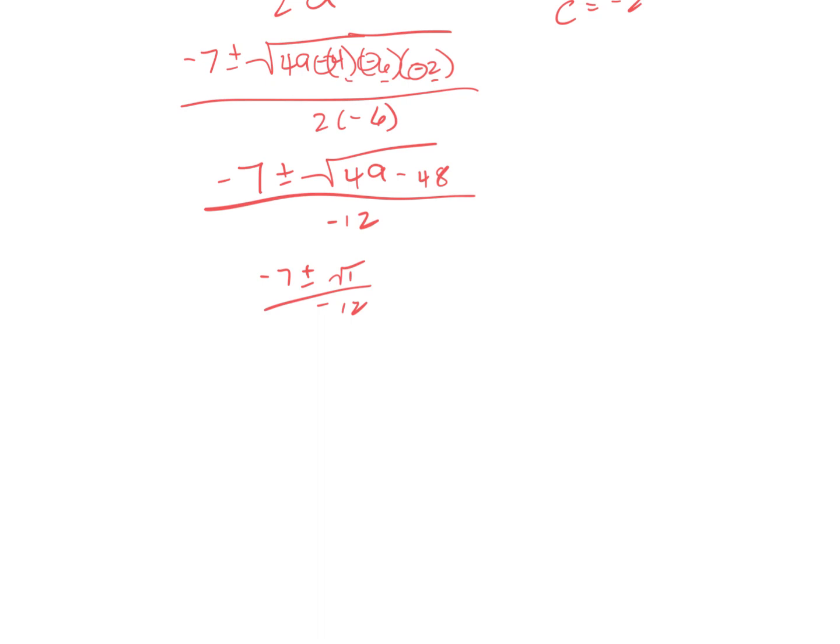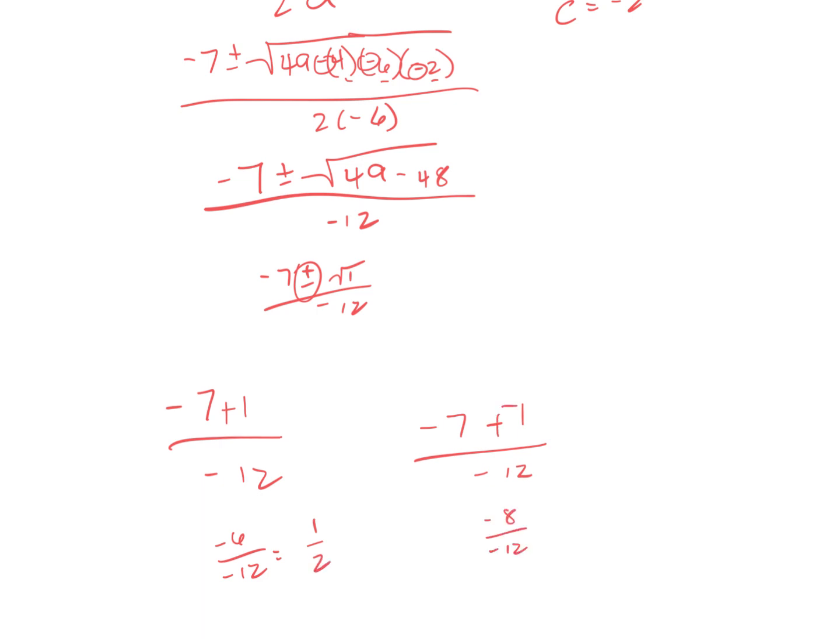Just a coincidence. Okay, so now I'm going to break them apart. -7 plus 1, all of that over -12, and -7 minus 1, all of that over -12. -7 plus 1 is -6 over -12. That is positive 1/2. On the other side, -8 over -12. I'm going to divide by 4. A negative over a negative is a positive. So 8 divided by 4 is 2, 12 divided by 4 is 3. So my answers are x equals 1/2 and x equals 2/3.